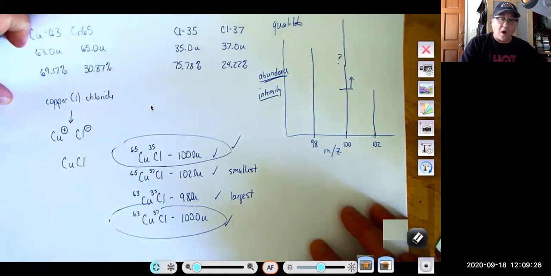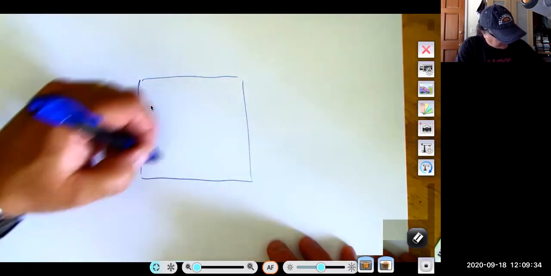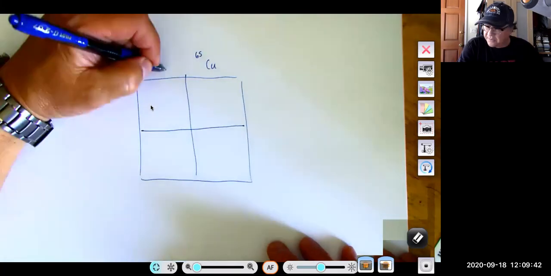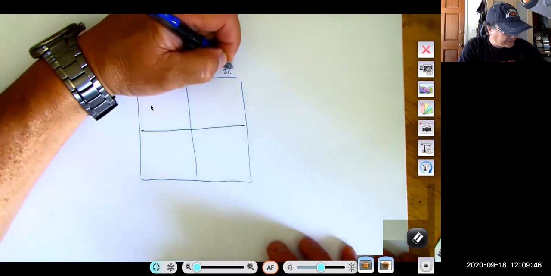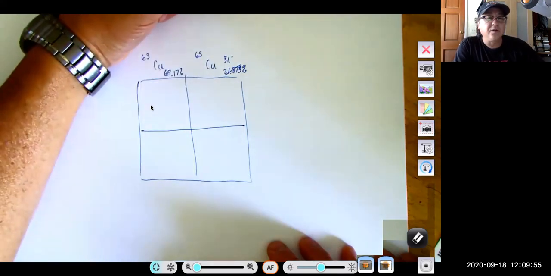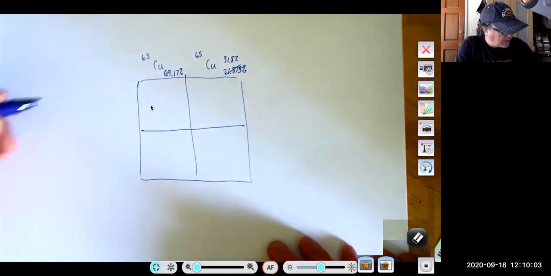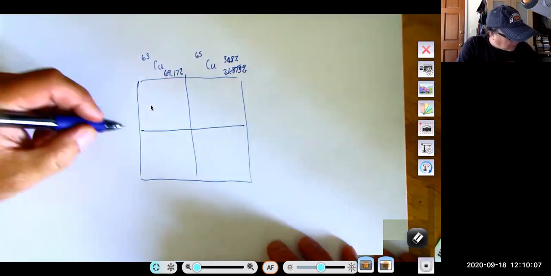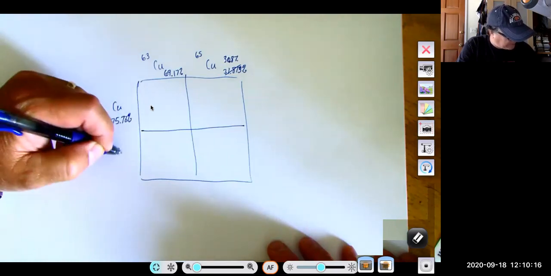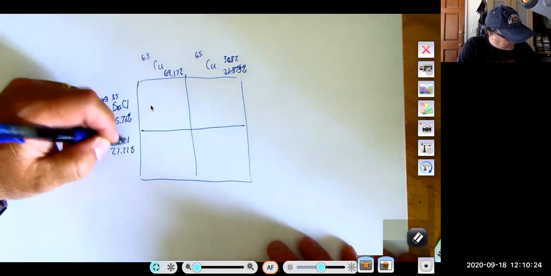Now, let's figure out the actual quantitative, and it's not that hard to do. So I'm going to build me a Tony square. I'm going to put copper 63 here and copper 65 here. This one is 69.17%, and this is 31.87 or 83%. There's a couple of numbers. One of those numbers is wrong, but we're going to use the numbers that we're given. So 30.87%. And then we've got chlorine 75.78% and 22.22%. So this is 63. Oops. This is chlorine 35 and chlorine 37.